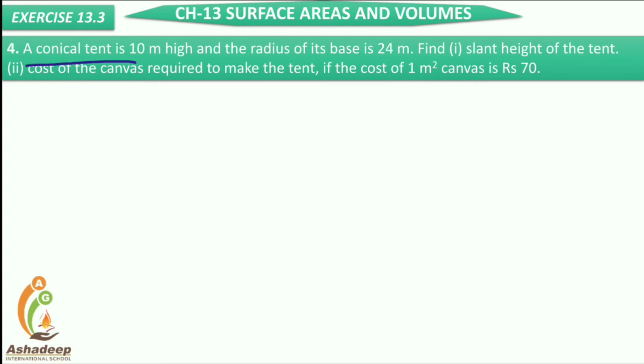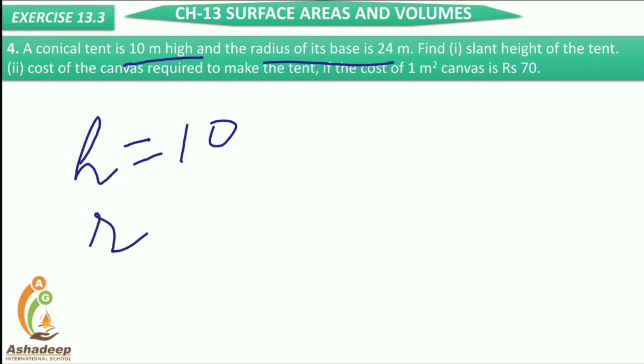The conical tent. अब यहाँ पर शेप ही दे दिया है, कोन का है. So the conical tent has a 10 meter height. So we have given height, that means it's h. The radius of the base, that is r, is 24. Find out the slant height.